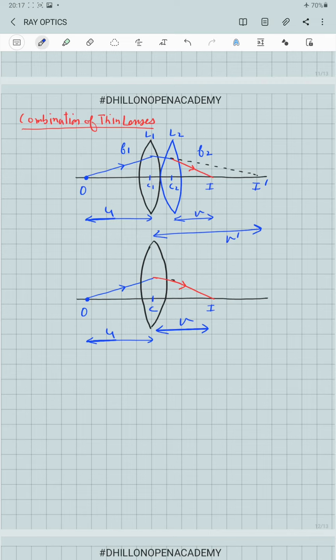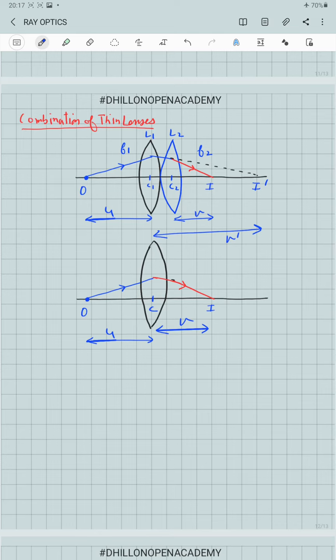From the figure 1, we have an object present in front of the combination. A ray of light starts from the object, suffers refraction from the lens L1. If we assume that the lens L2 is not present in contact with L1, then the light suffering refraction from the lens L1 will get focused at the point I dash. But when L2 is also present, the light will again suffer refraction, and finally it will come to meet at the point I on the principal axis. So I will be the final image of the object O.